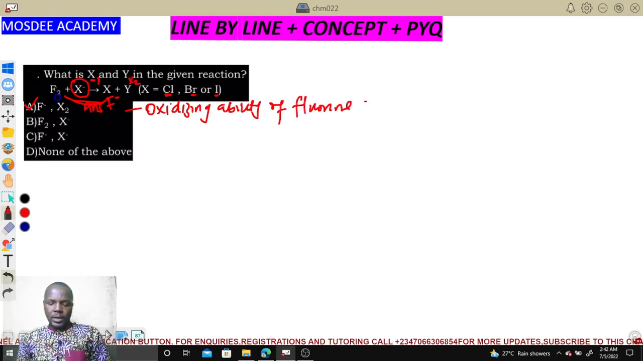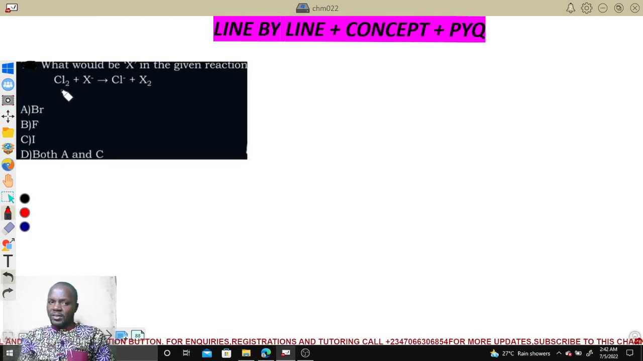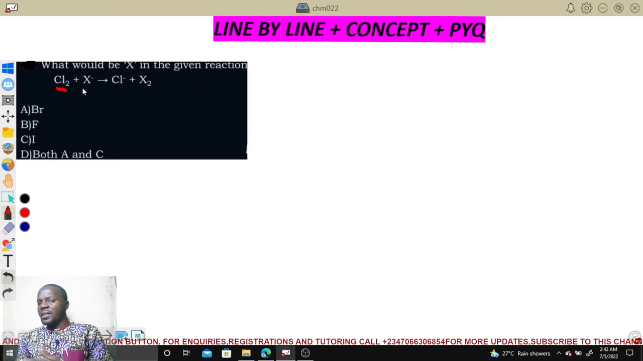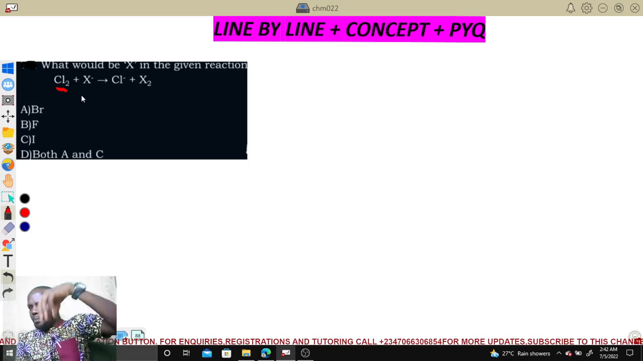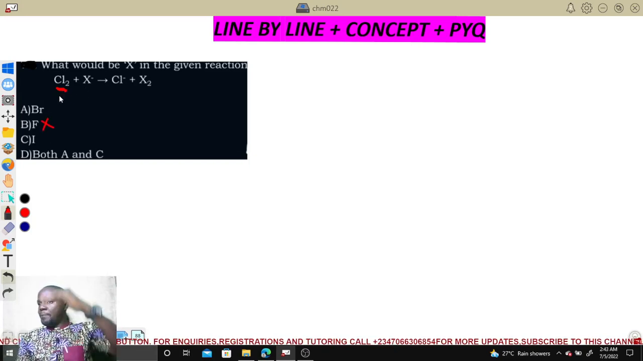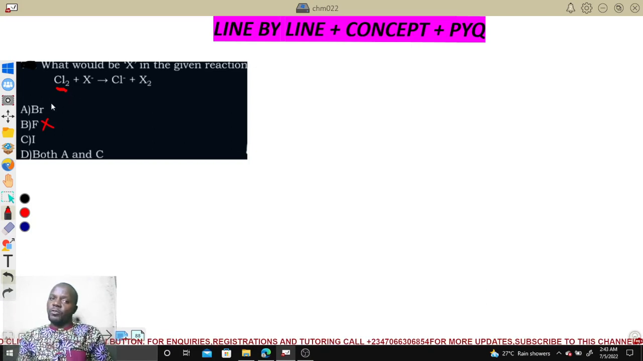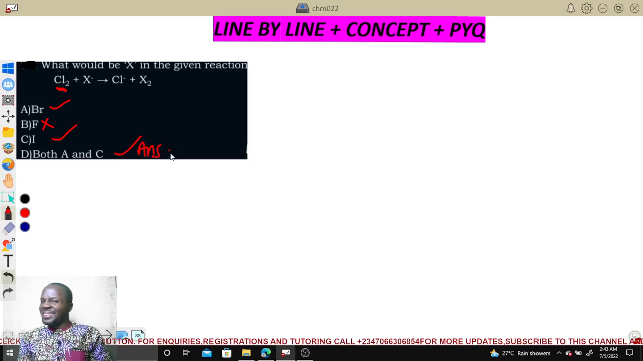Next one. The next question is what would be X in the given reaction? Look at this now. What is this, guys? Chlorine. Chlorine can only oxidize or displace the one below it. So this guy can never be fluorine because fluorine is above it, what we talked about just now. So in this type of situation, look for anyone that is below. Bromine is below chlorine to oxidize it. Iodine is below. So the answer is both A and C. Watch this video to the end to understand the full concept.